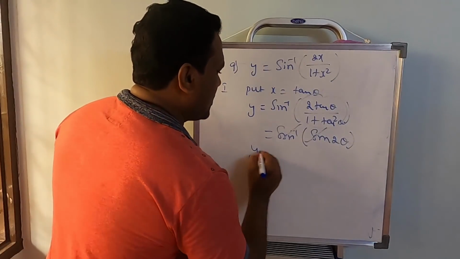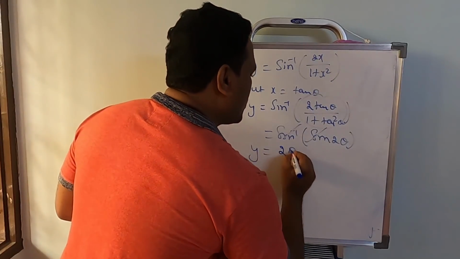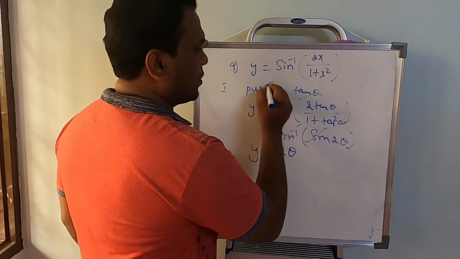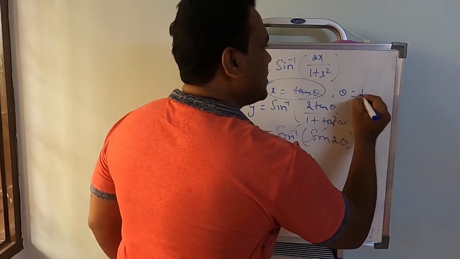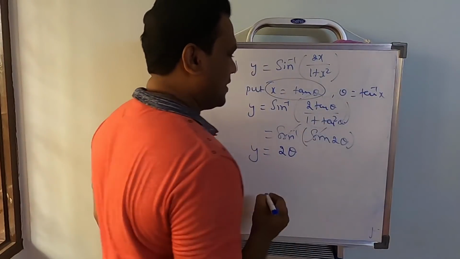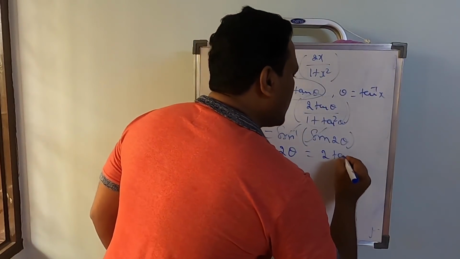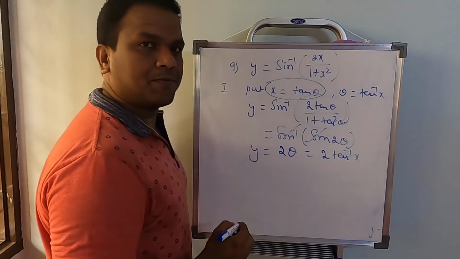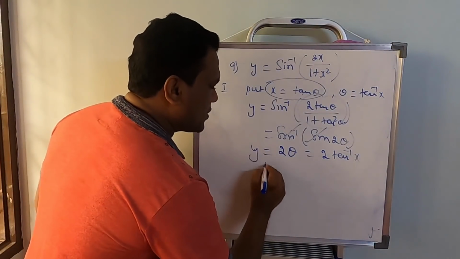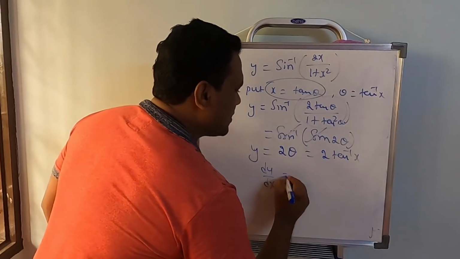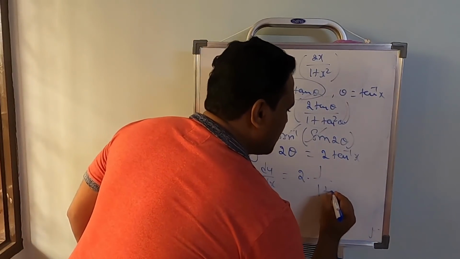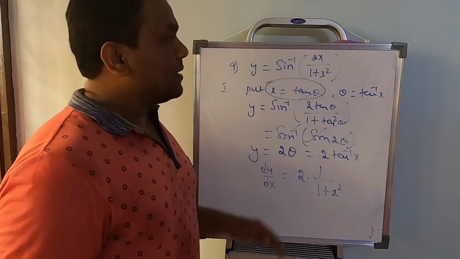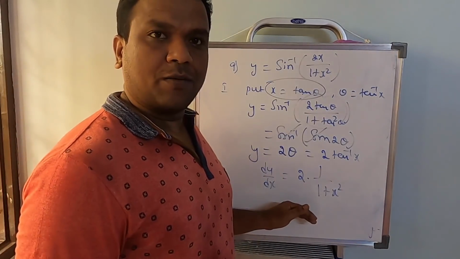So let's consider y is equal to 2 theta. Now to differentiate, you have to replace the value of theta by using this. If x equal to tan theta, theta will be equal to tan inverse x. So this will be 2 tan inverse x. So now I will differentiate. Differentiation of y will be dy by dx. Differentiation of 2 tan inverse x will be 2 divided by 1 plus x square. This is by using a substitution.